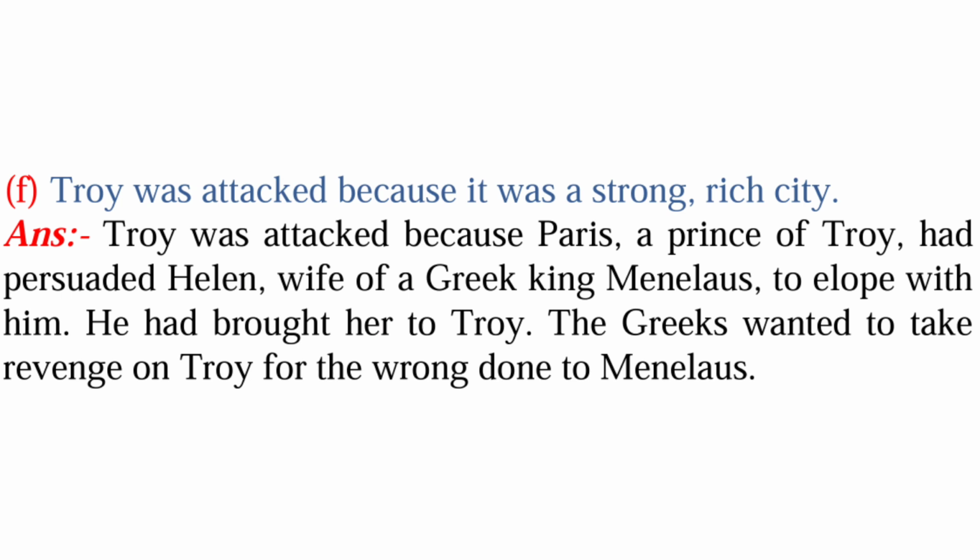F sentence is, Troy was attacked because it was a strong rich city. So correct sentence is, Troy was attacked because Paris, a prince of Troy, has persuaded Helen, wife of Greek king Menelaus, to elope with him. He had brought her to Troy. The Greeks wanted to take revenge on Troy for the wrong done to Menelaus.